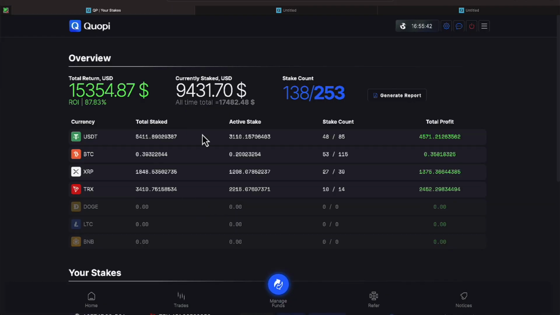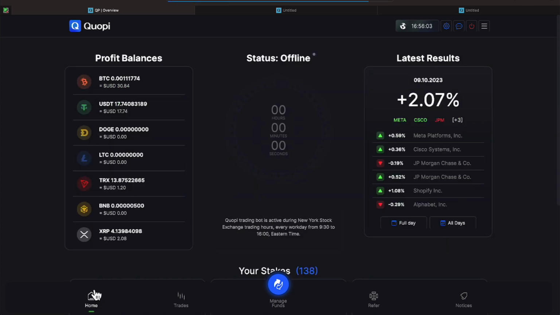So again, everyone, we have $9,431.70 that is staked, earning us whatever we get on our daily earnings once Quopi finishes his workday on the New York Stock Exchange. And the total return since we've been in the program, again, is over $15,000. And the return on investment is over 87%. We go back to our home screen and you can see the profits are trickling in.